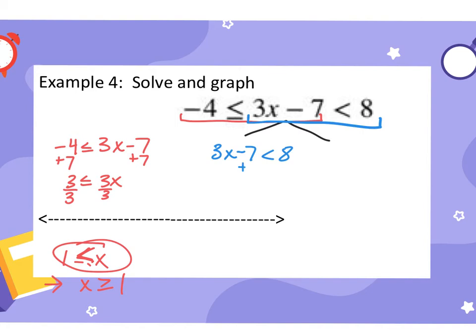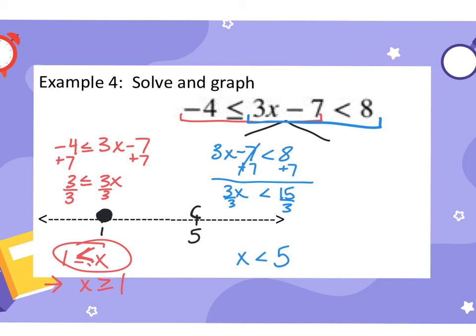Okay, next one. Add 7 on both sides. We end up with 3x is less than 15. Divide by 3, divide by 3. X is less than 5. Okay, put them on a number line now. 1 comes before 5. The 1 has a closed circle. The 5 has an open circle. X is greater than 1, which means I'm shading this direction. X is less than 5, shading this direction.